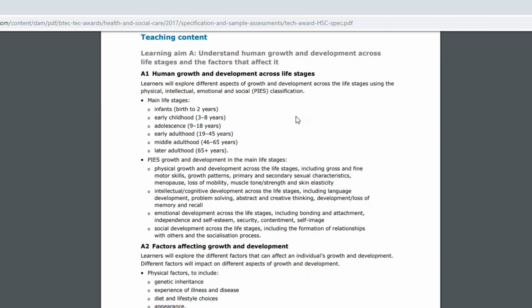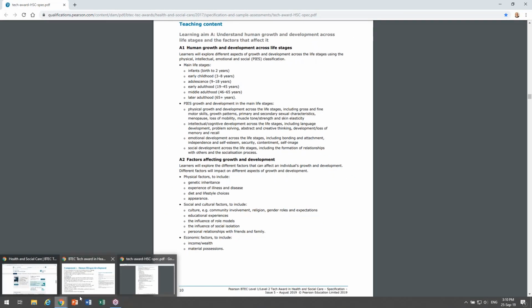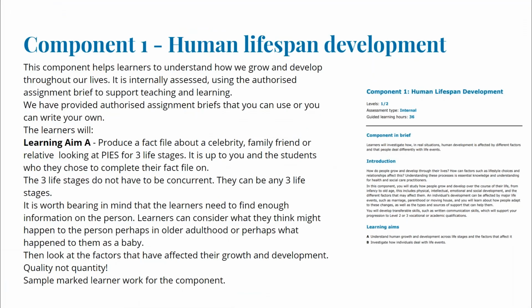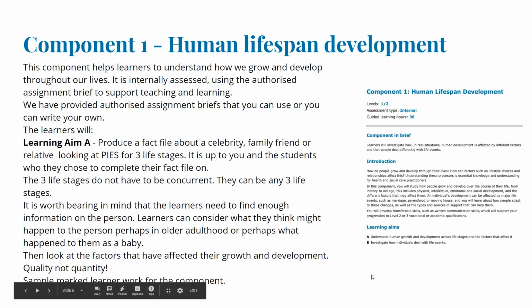Now the 3 life stages do not need to be concurrent, so they can choose infants, they can choose early adulthood and then choose later adulthood. It doesn't matter which 3 life stages they choose. They can choose whichever ones that they feel confident in doing. And obviously you need to describe that in terms of physical, intellectual, emotional and social development, if they've chosen footballers to do health and social care. So if they find that they can do this about a footballer, it gives them that sort of confidence to look up information.